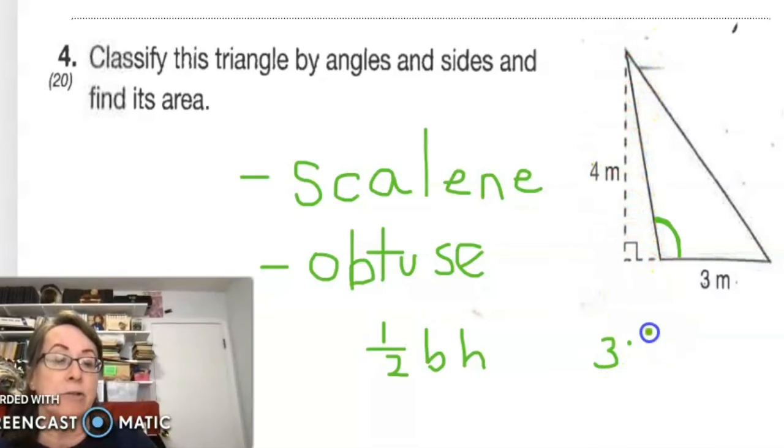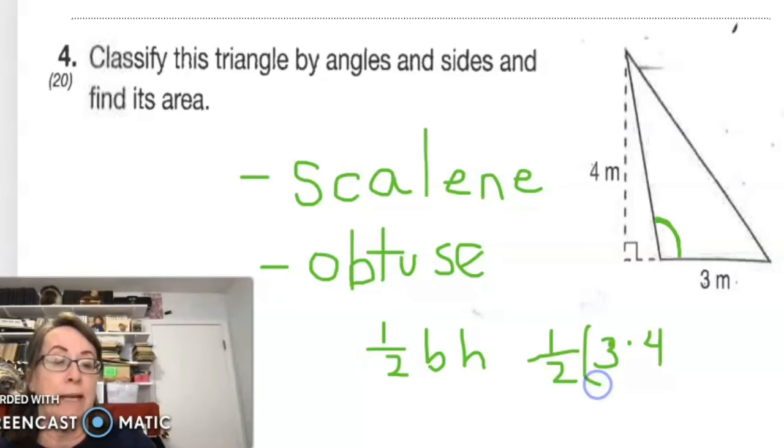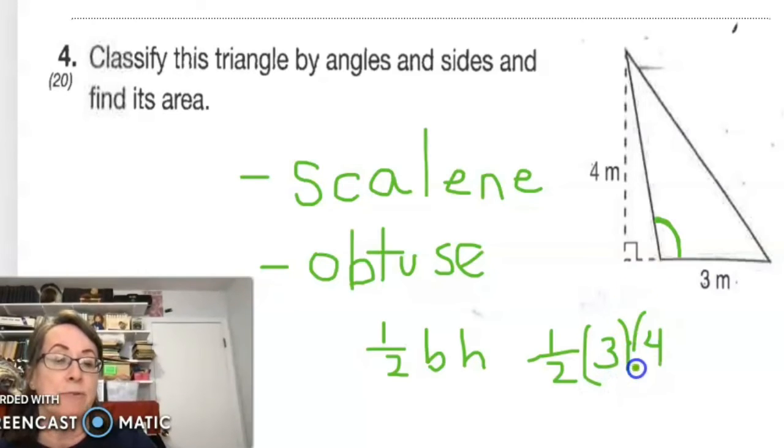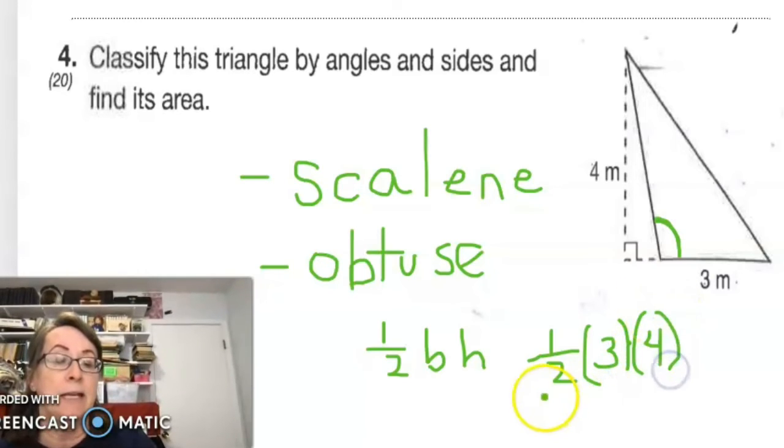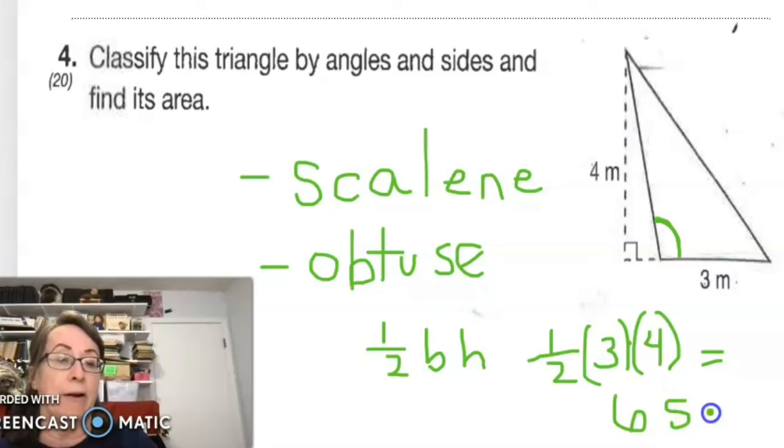The height is always a straight drop down. And then we're going to take 1/2 of that. So we have 1/2 times 3 times 4. 3 times 4 is 12. Divided by 2 is 6. Since this is area, I'm going to say 6 square meters, because that M stands for meters.